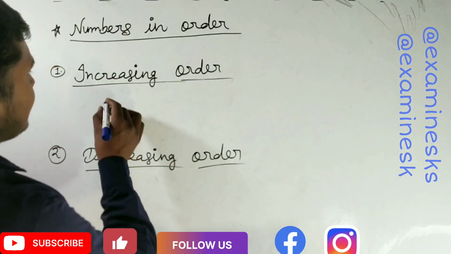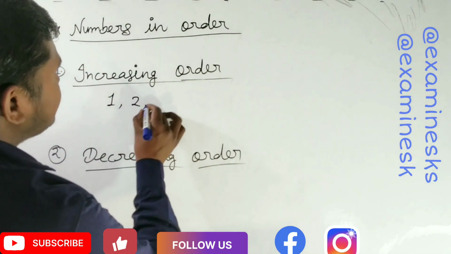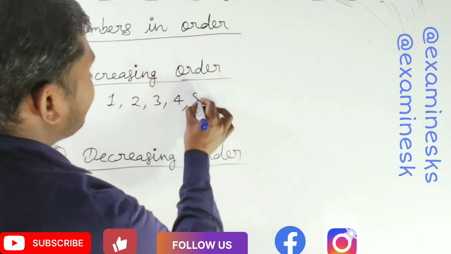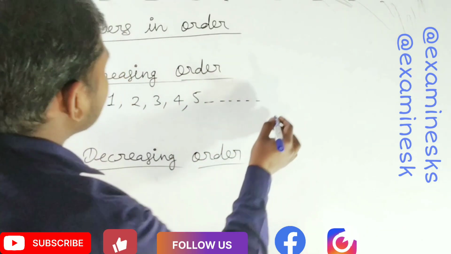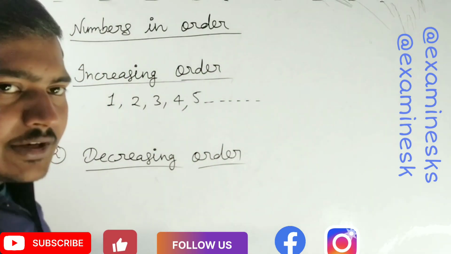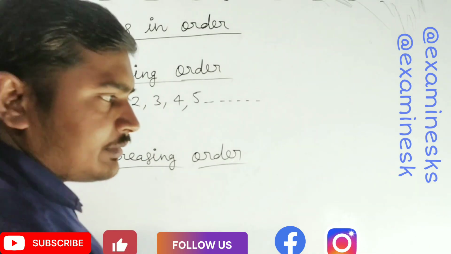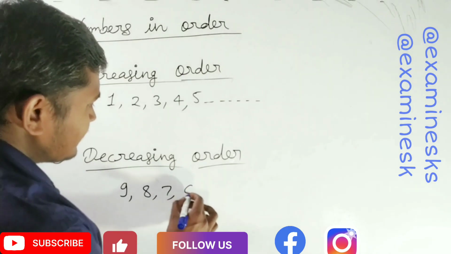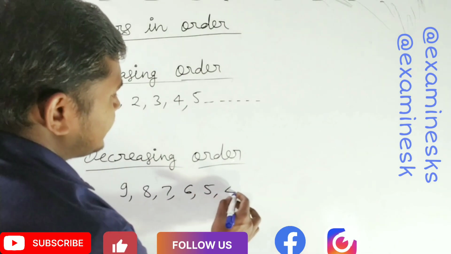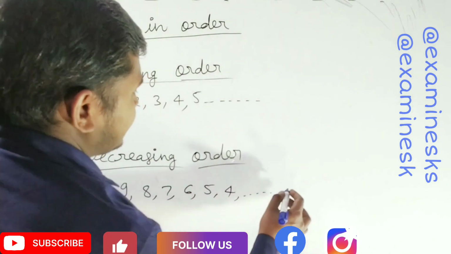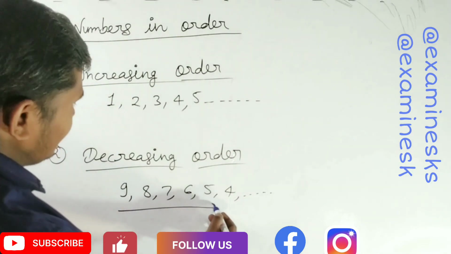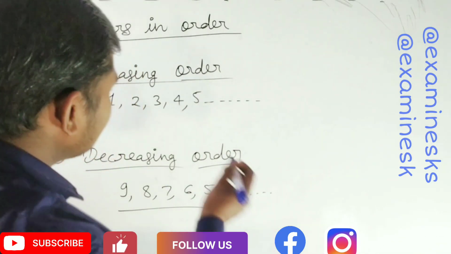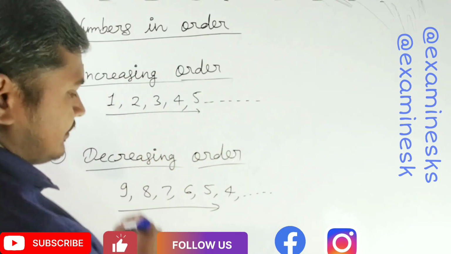If we write numbers like this, 1, 2, 3, 4, 5, this series is called increasing order. And if we write numbers like this, 9, 8, 7, 6, 5, 4 and so on, this series is decreasing order.